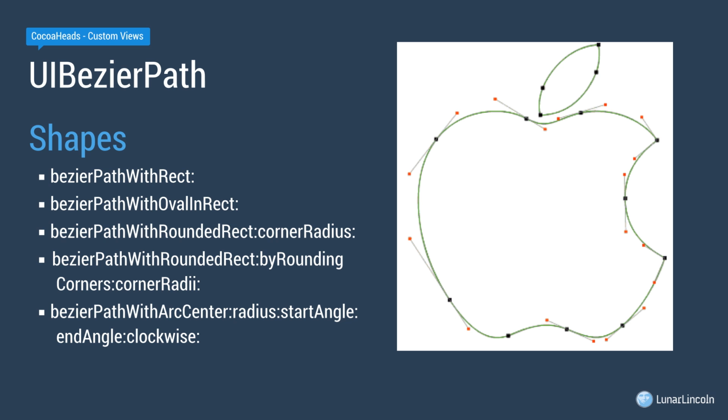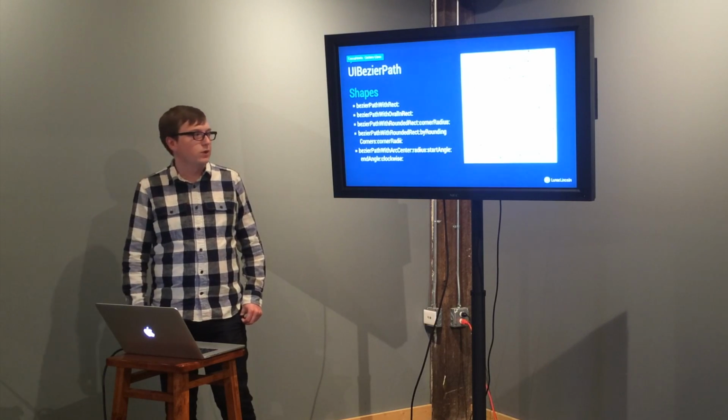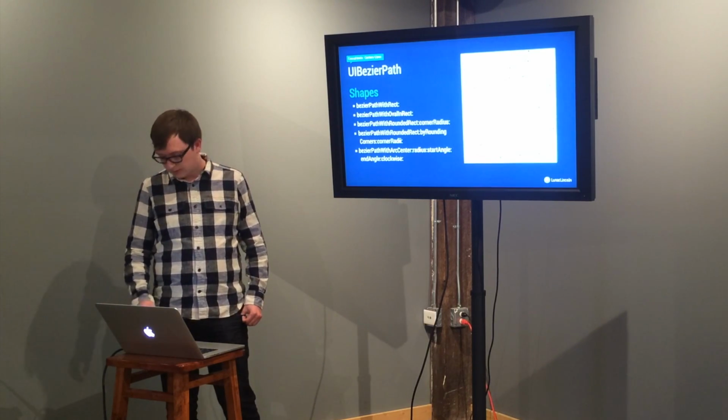It's got a lot of nice convenience methods here too. So if we want to draw an oval, we can do that pretty easily. I use the arc one quite a bit. So if you want to draw a donut chart or something, the arc's great for that.